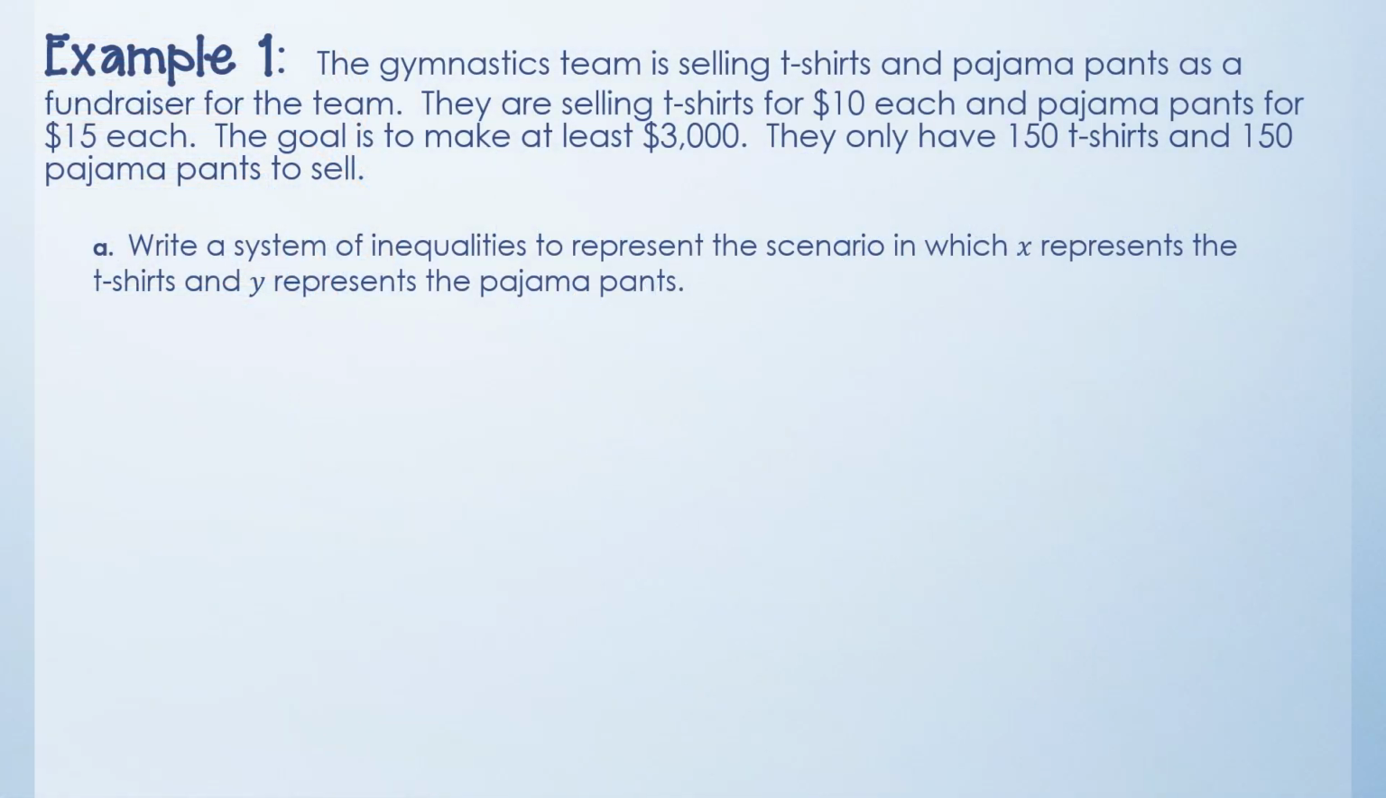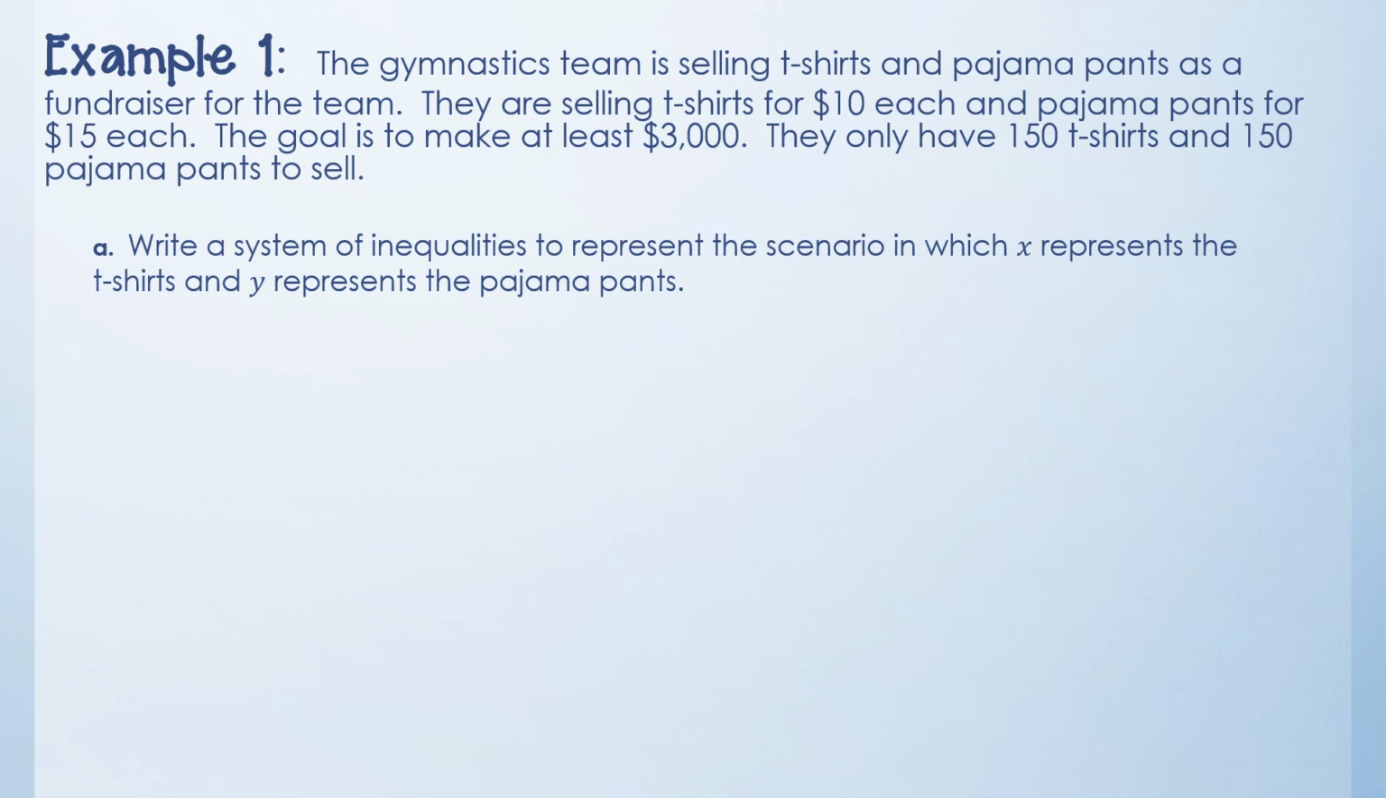So the gymnastics team is selling t-shirts and pajama pants as a fundraiser for the team. They're selling t-shirts for $10 each and pajama pants for $15 each. The goal is to make at least $3,000. They only have 150 t-shirts and 150 pajama pants to sell. So we have to think about our restrictions again. What are our restrictions in this scenario?